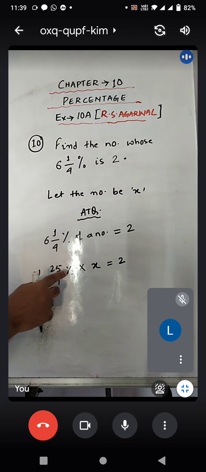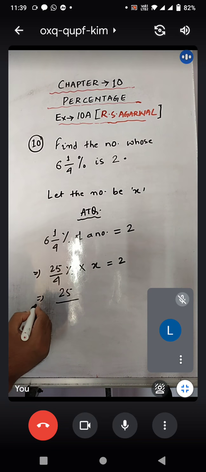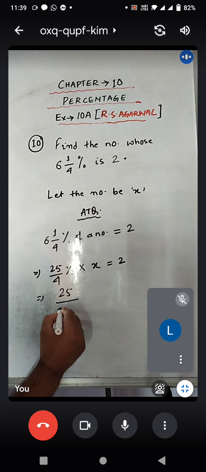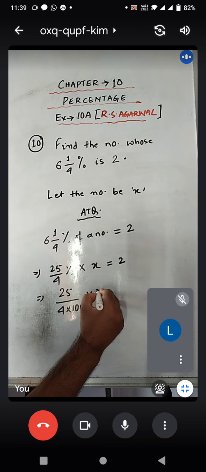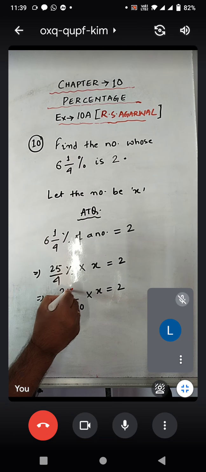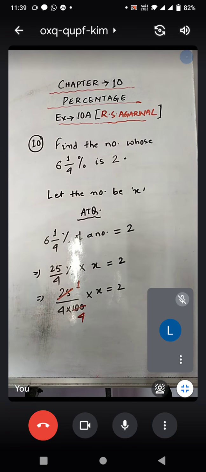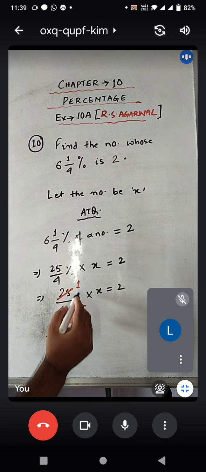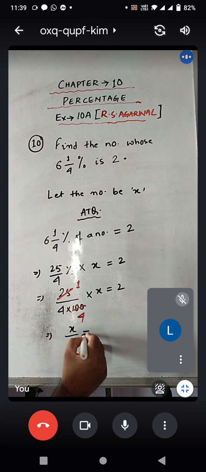Fine. Now we have to remove this percentage sign. So we know that when we remove the percentage sign, we divide the number by 100. So it will look like 25 by 4 into 100, into x, equals 2. Now let us reduce this. 25 ones are 25, 25 fours are 100. So now it will look like 1 into x is x, 4 into 4 is 16, equals 2.